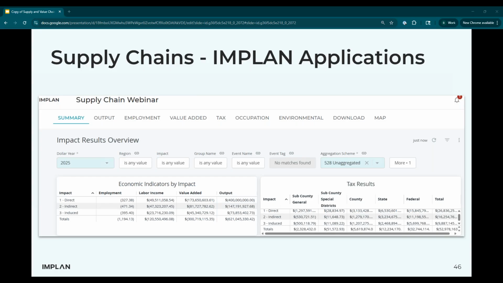So a 2% contraction in the pharmaceutical industry in North Carolina is about 325 jobs directly. But overall, we're looking at about 1,200 jobs in North Carolina being affected or touched by this particular contraction. And also taxes are going to be affected as well, right? Because there's less production and less wages, state, local, and federal tax revenue will be diminished as well.